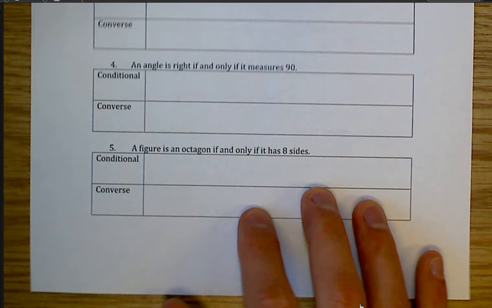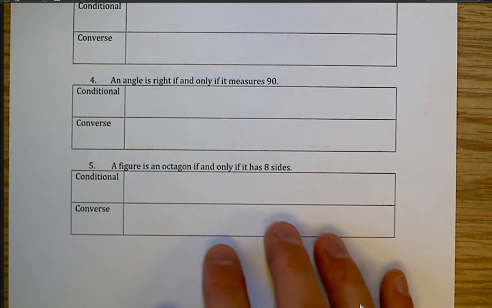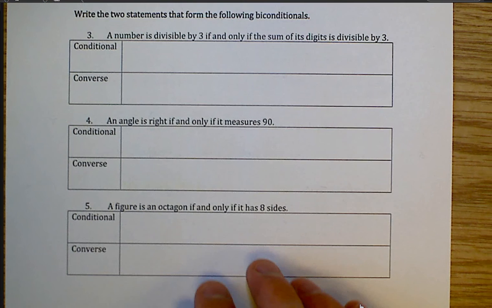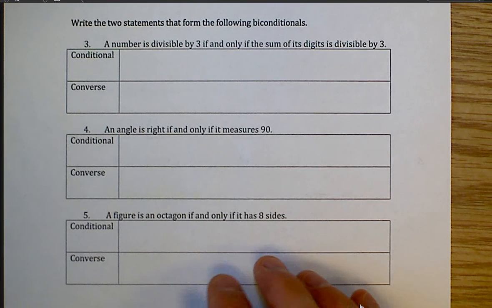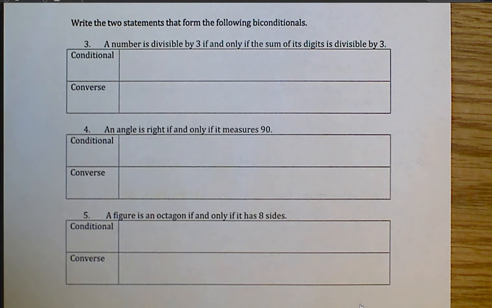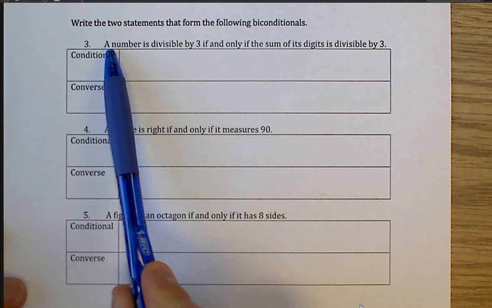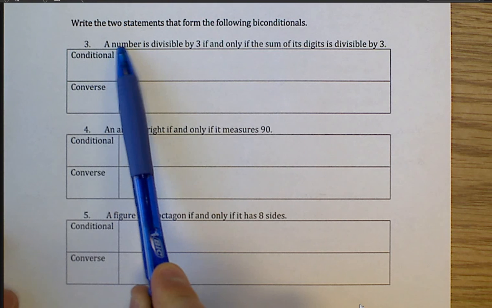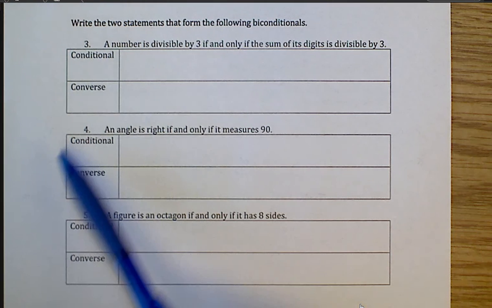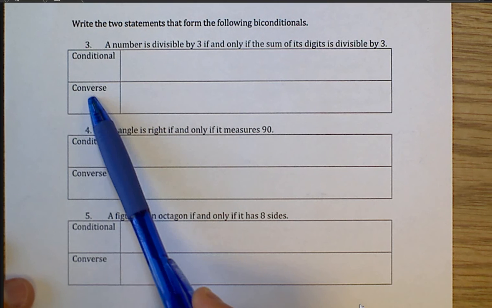I may not do all of these, may just do a couple of them to give you an idea what it's going to look like on your homework. So you just got done writing biconditionals. The other part of your homework is going to be like this. They're going to give you a biconditional, like in number 3, and then ask you to break it apart and write the conditional and the converse from that biconditional statement.